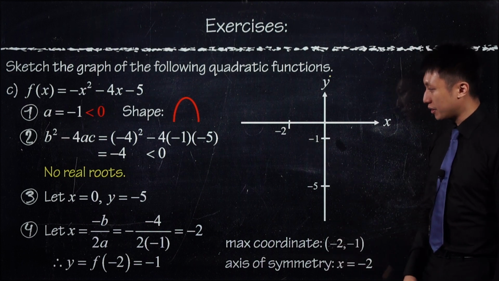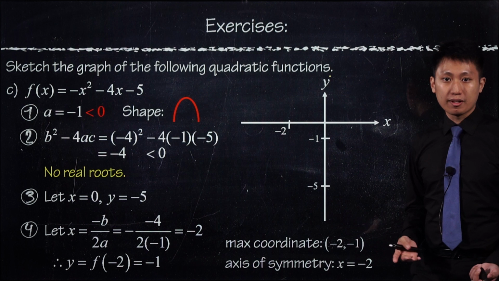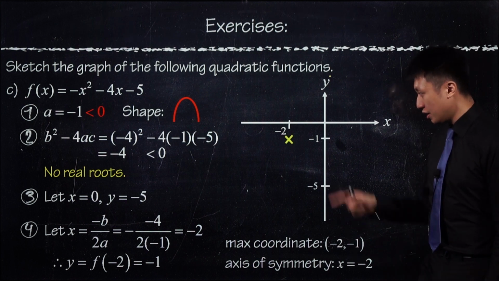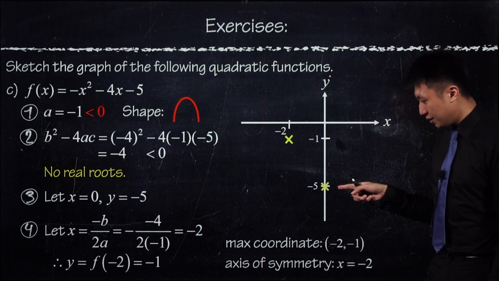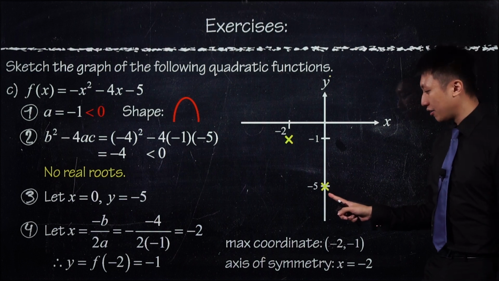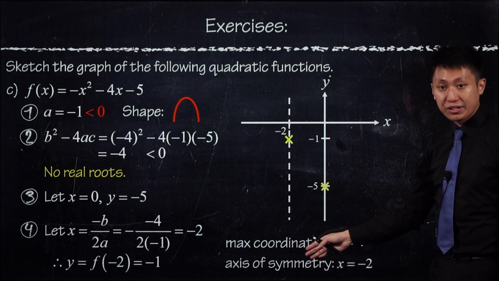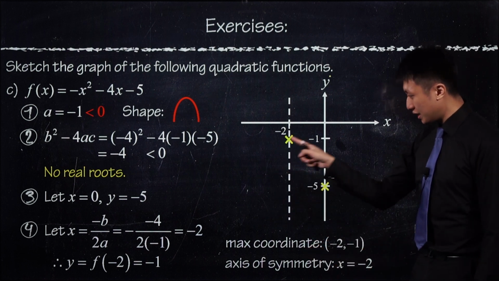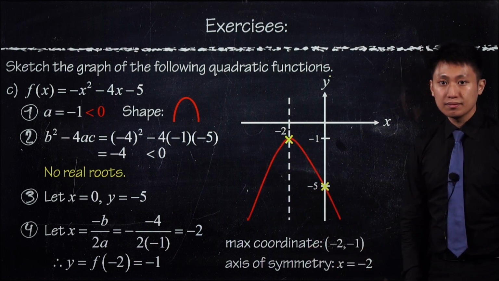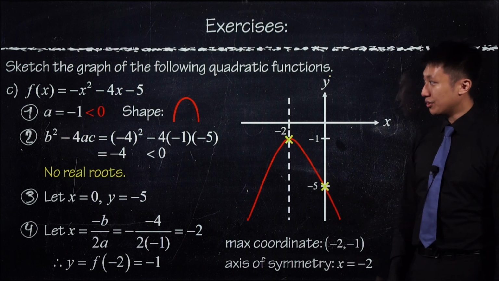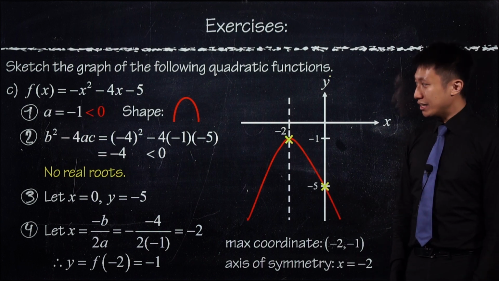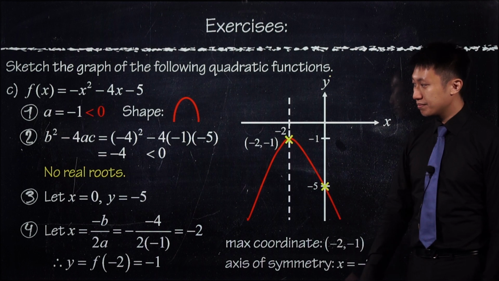Then I plot the points. Not many points that I can plot here, right? So what I do, I plot this one, then I plot the y-intercept, and I plot the axis of symmetry. Then I draw a frown face. That's about it, right? So you should be able to do it. Next point. All right.